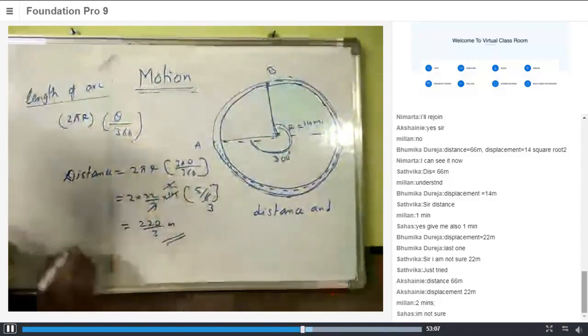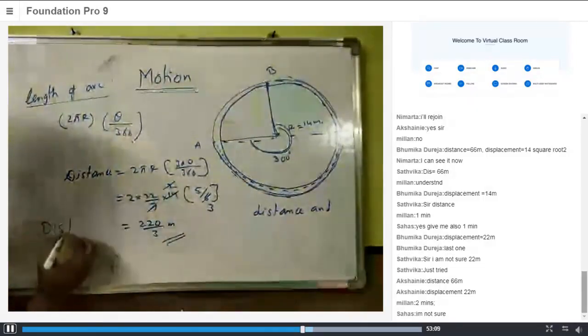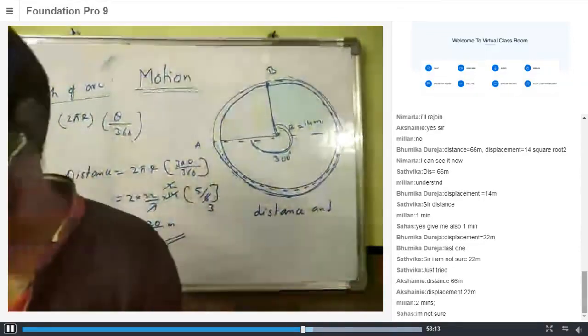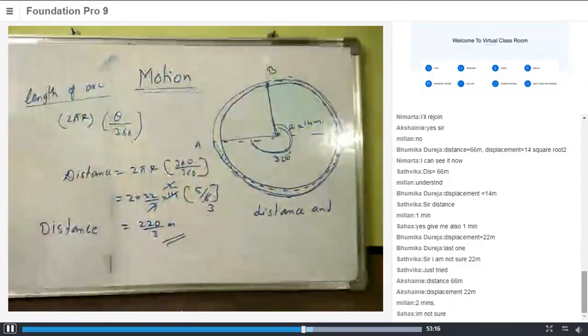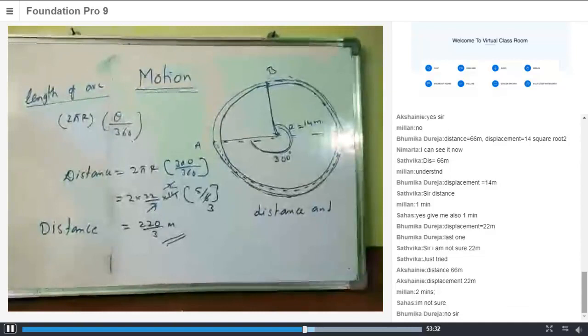So what is the distance? Distance is equal to 220 by 3 meters. Just check it. Is this clear to all of you? I hope you know this formula for length of an arc. Length of an arc is given by 2 pi r into theta by 360. That's distance. We have not yet gone to displacement. Just check it. Is that clear?